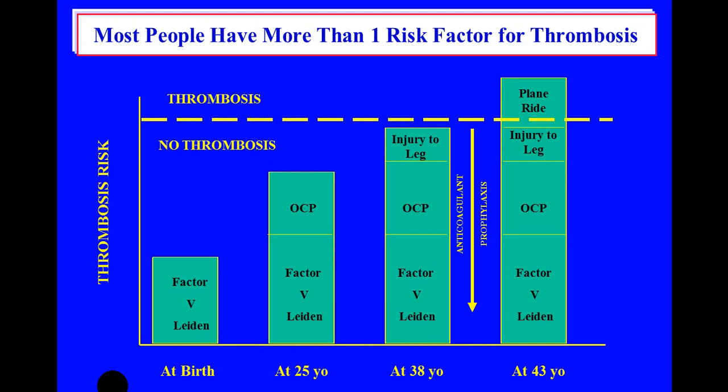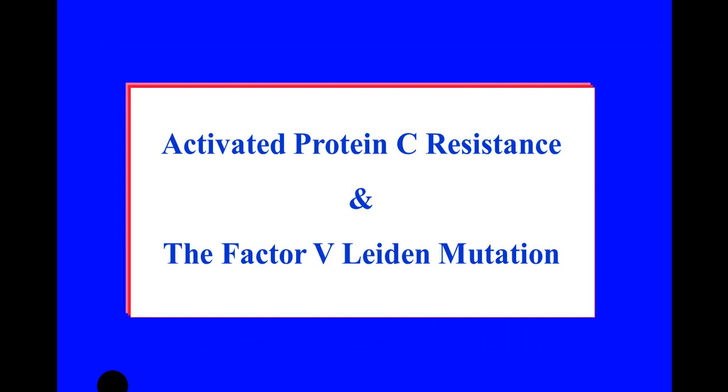At birth, factor V Leiden, a genetic disease. At 25, oral contraceptive, let us consider this is a female, which increases the risk of thrombosis. At 35, leg injury. At 43, plane ride, leg injury, oral contraceptive, factor V Leiden. These are factors that increase the risk of thrombosis.